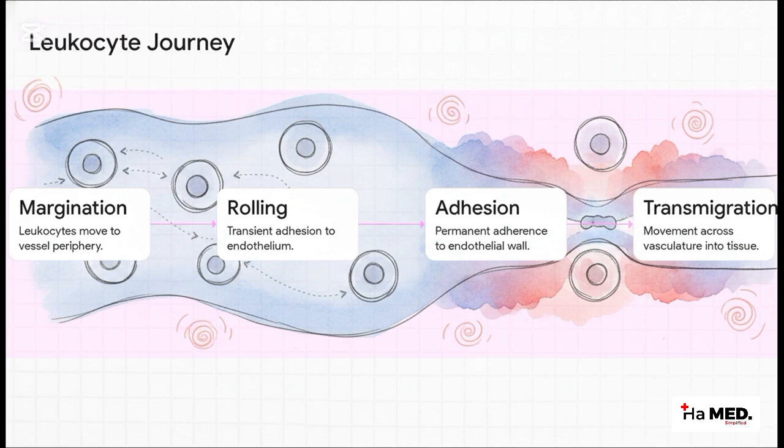First, through margination, the leukocytes exit the fast central lane of the blood vessel and pull over to the edges. Next is rolling, where they sort of tumble along, briefly sticking and detaching from the vessel wall. Then comes adhesion, where they slam on the brakes and permanently grip the wall. And finally, transmigration, also called diapedesis, where they physically squeeze themselves through the gaps in the blood vessel and march straight into the war zone.